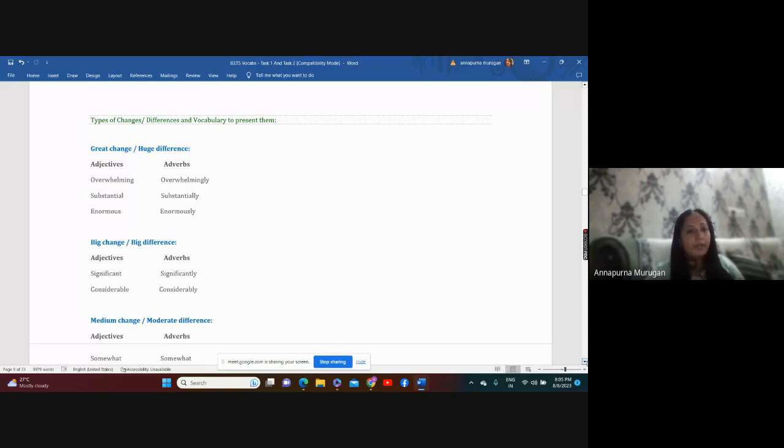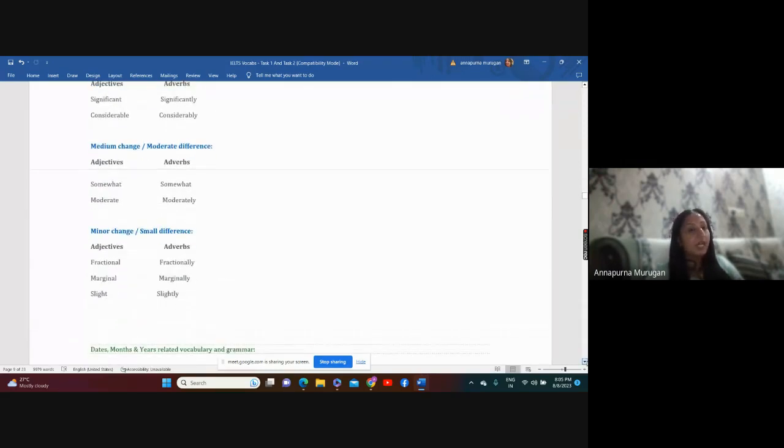Right. Okay, so big change and big differences: significantly, considerably, considerable. Then medium change and moderate difference: somewhat, moderate, or moderately. Minor changes, so small differences: if there is a small change, you can use the words fractional, fractionally, marginal, marginally, slight, or slightly. So that is the thing we can use here.